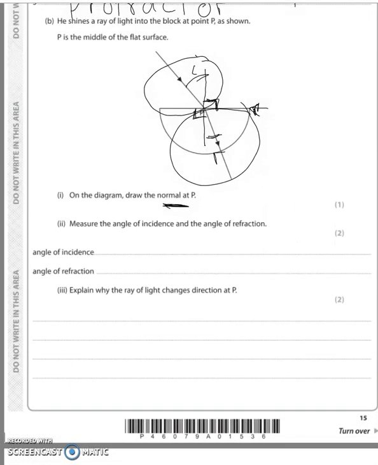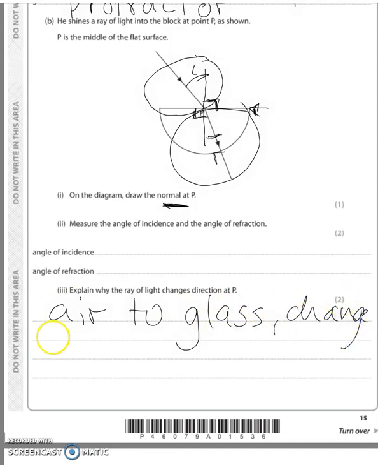So for number 3, explain why the ray of light changes direction at P. Now you can't just say refraction because it says that in the question. So while that's right, we need a little bit more detail. So why is it refracting? The reason it's refracting is because it is going from one medium, one material, to another. So it is going from air to glass, a change of medium. That's for your first mark.